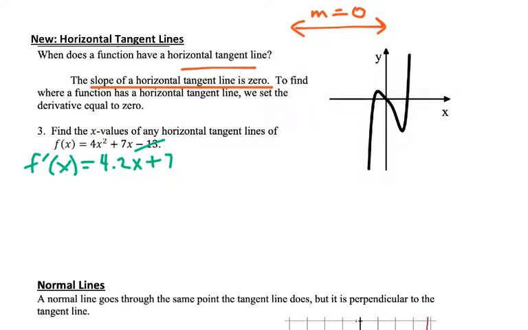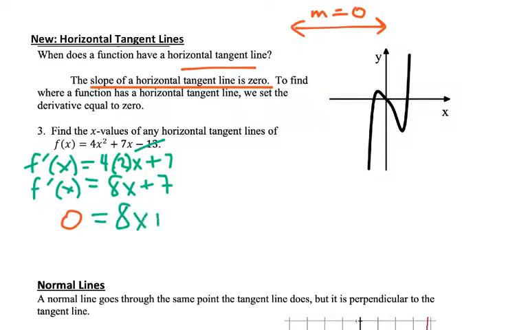So the only part here was this multiplication. Didn't really look like multiplication there. This is 8x plus 7 for the derivative. So now we set the derivative equal to 0. This is when the derivative is 0, when you have a horizontal tangent line.